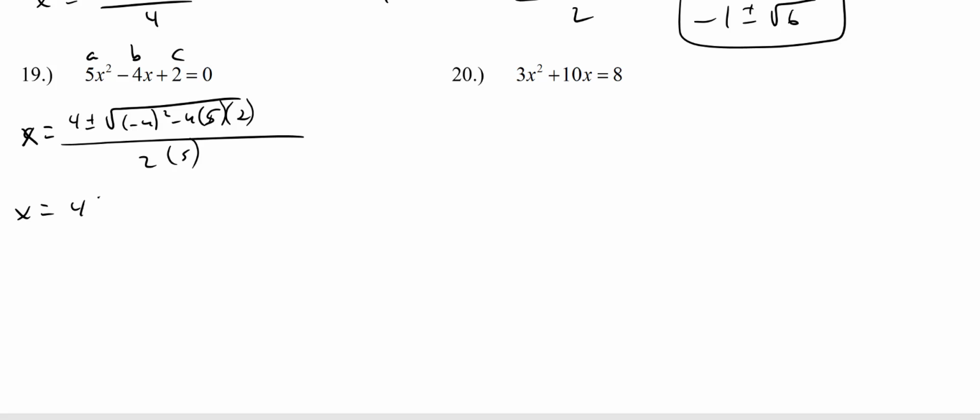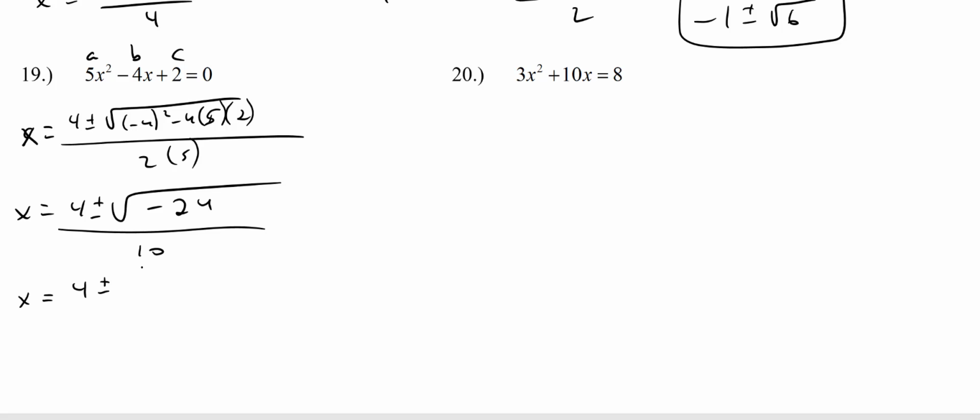So x equals 4 plus or minus the square root of, basically it is, if I add it all together, I'm just going to do it quickly, it's negative 24 over 10. So let's pull an i out, and I can actually pull 24 is 2 times 2 times 2 times 3. So I can pull a pair of 2's out. So it's negative 2i.